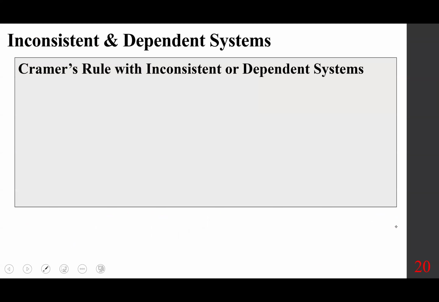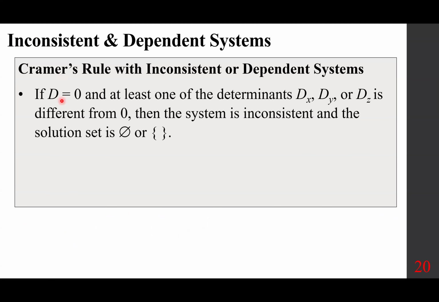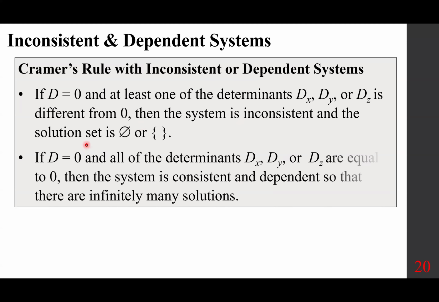So what happens when we have a dependent system? We have a couple more pages to go. If D is 0 and at least one of the determinants D sub x, D sub y, or D sub z is different from 0, then the system is inconsistent and has no solutions. If D is 0 and all of the determinants D sub x, D sub y, and D sub z are equal to 0, then the system is consistent and dependent so that there are infinitely many solutions.